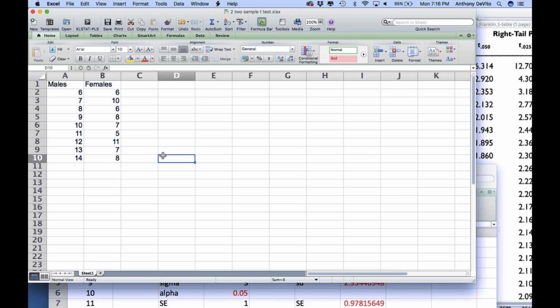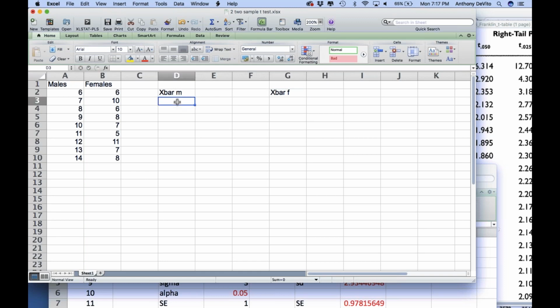Now I want to compare the two means. Before, I compared X bar to a known mu. Well, in this case, I don't know any mu, do I? I know I can calculate X bar for males, right? And I can calculate X bar for females, right? But I don't know the true means of either population. This is a two sample t-test.